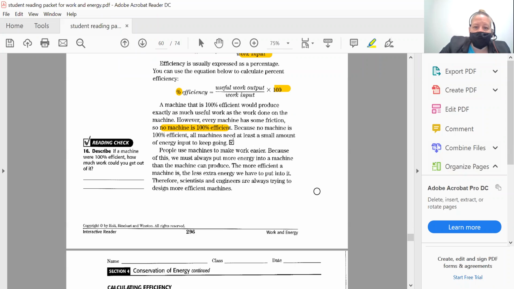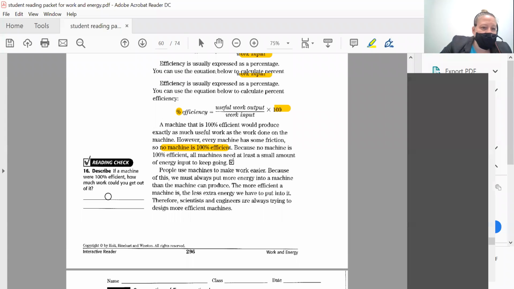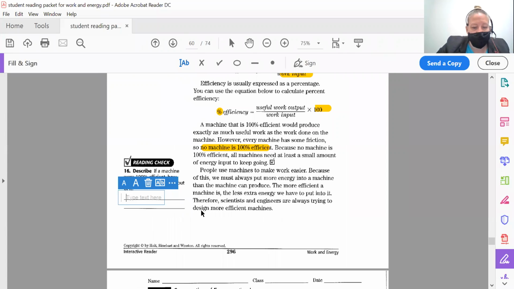People use machines to make work easier. Because of this, we must also put more energy into a machine than the machine can produce. The more efficient a machine is, the less energy we have to put into it. Therefore, scientists and engineers are always trying to design more efficient machines. If a machine were 100% efficient, how much work could you get out of it? Exactly as much as you put in, okay?